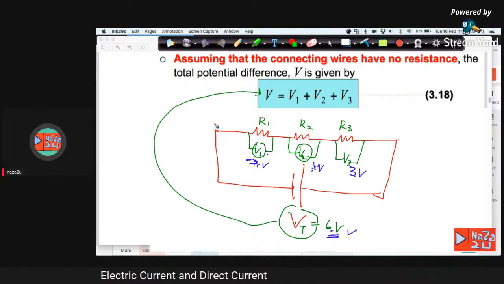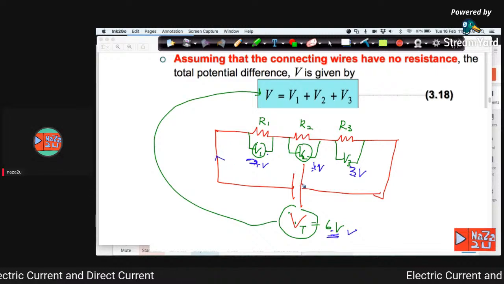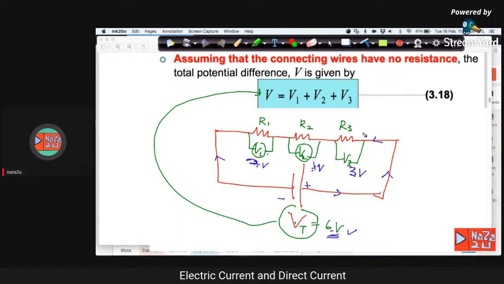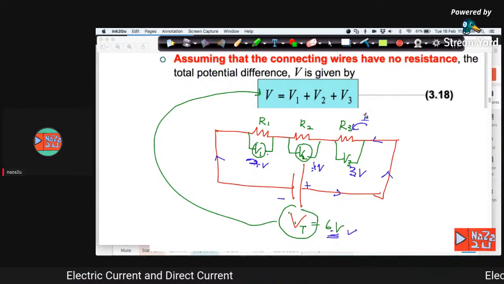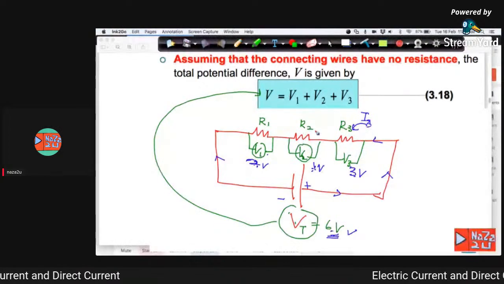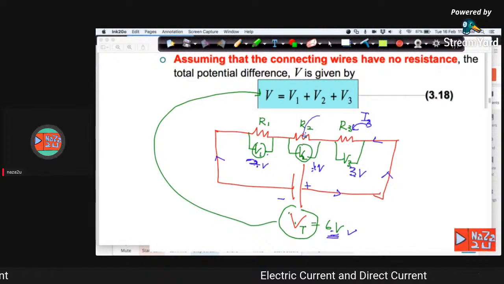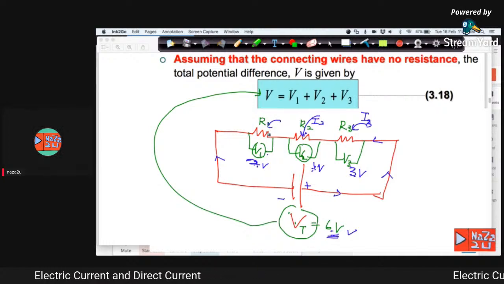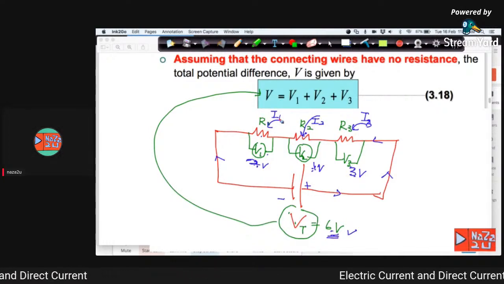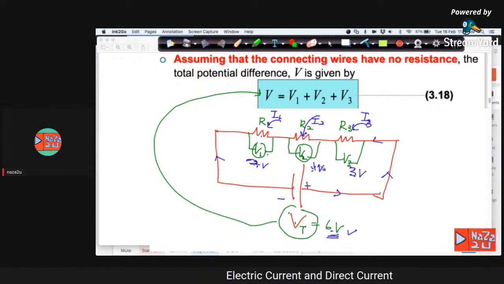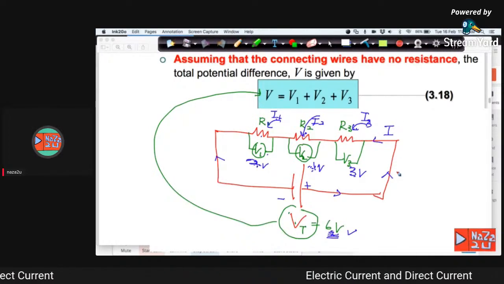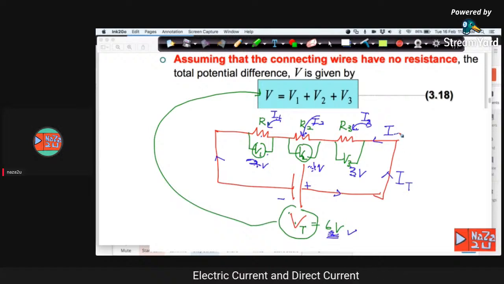So what happened to the current flow? Current flow, okay, this is positive, this is negative. So this is the direction of the current flow. So the current flow in resistor 1, let's say I1. This is R2, so the current flow in R2 is I2, and the current flow to resistor 3 is I3. Kalau voltage, hasil tambah voltage 3 ni sama dengan voltage yang dibekalkan. Kalau current, this is the total current, or initial total current.